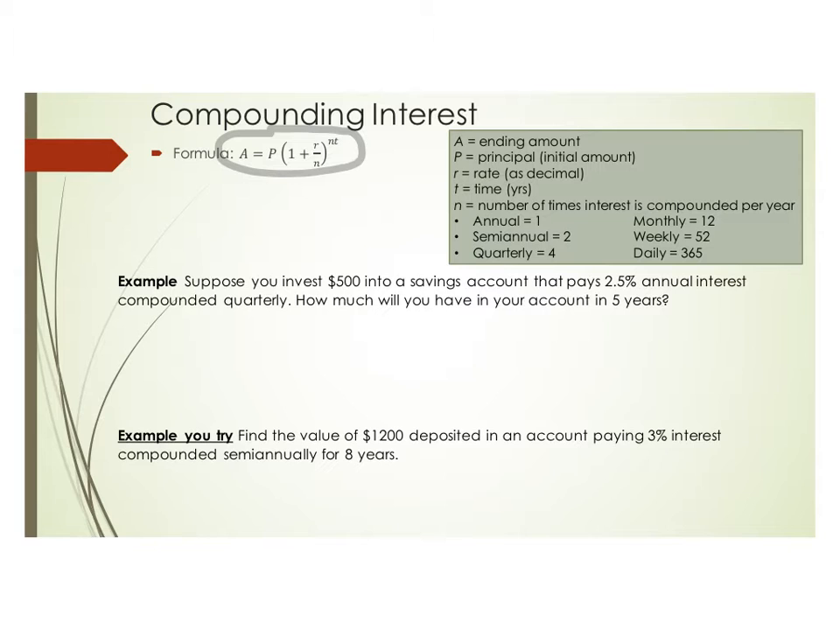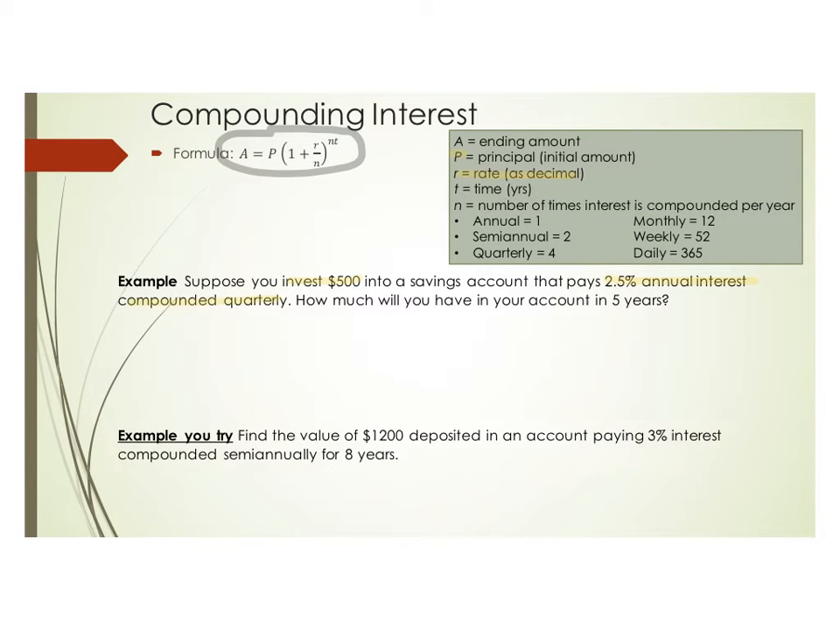So in our first example, suppose you invest $500 into a savings account that pays 2.5% annual interest compounded quarterly. How much would you have in that account in 5 years? I would start off by underlining critical information. It says we invest $500, so that's going to be our P. And it pays 2.5% annual interest, that is our rate.